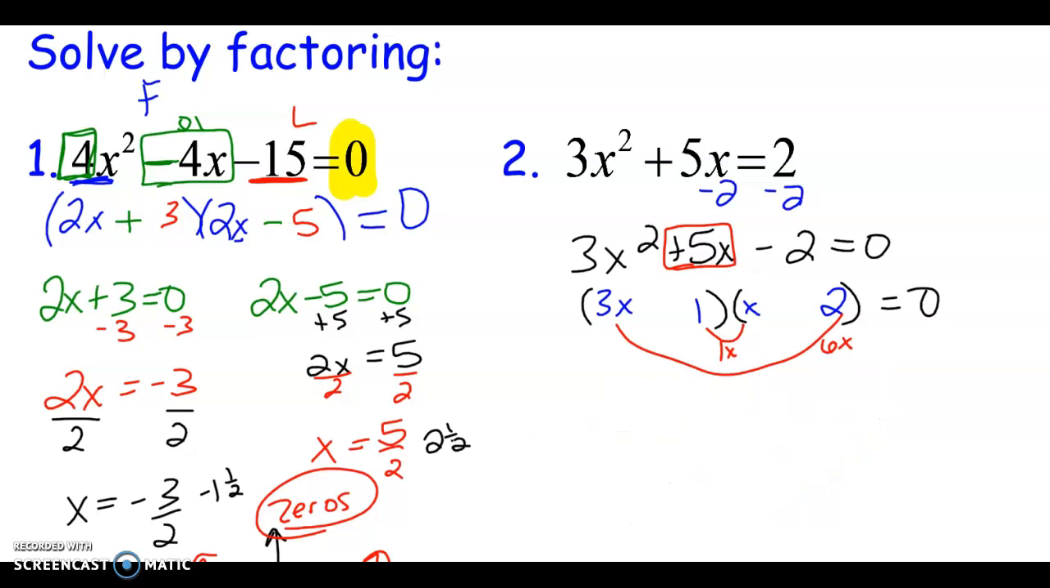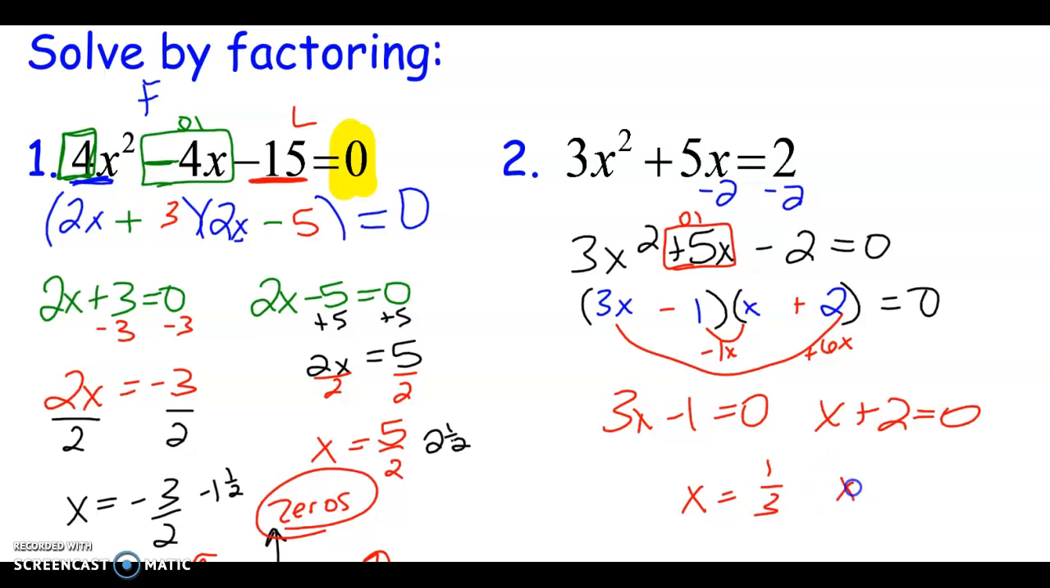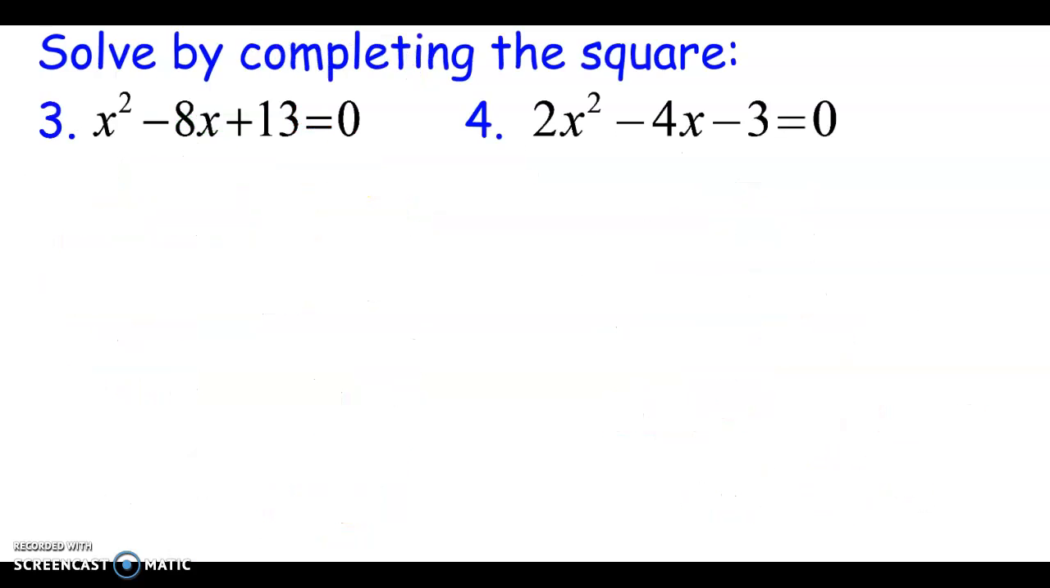So it's got to be the first one. If I want the inside and outside to equal positive 5x, I've got to have my 6 be the positive and the 1 be the negative. So 3x minus 1 equals 0, x plus 2 equals 0. So x equals 1/3 and negative 2.